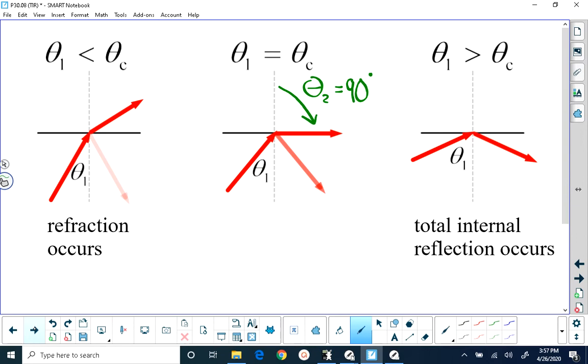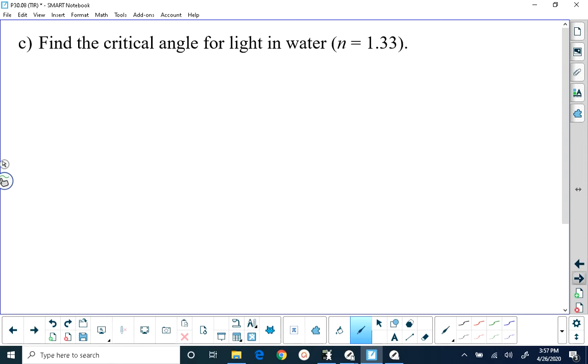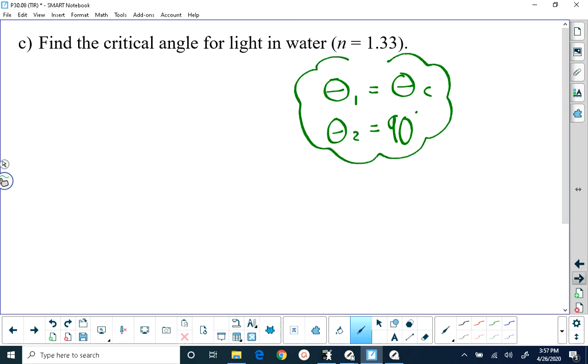This middle case where theta 2 is 90 degrees is not refracting into the air, and it's not reflecting internally back into the water. And that means that in order for us to find a critical angle, this is absolutely important, a critical angle is theta 1 if theta 2 is 90 degrees. You need to know this piece of information.